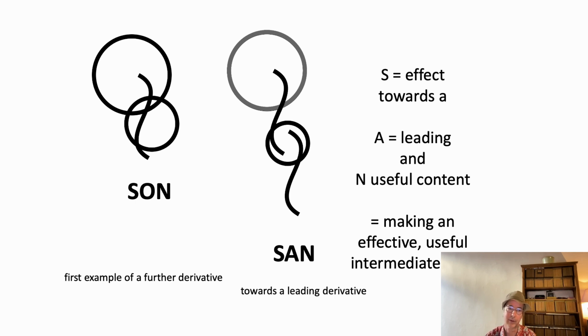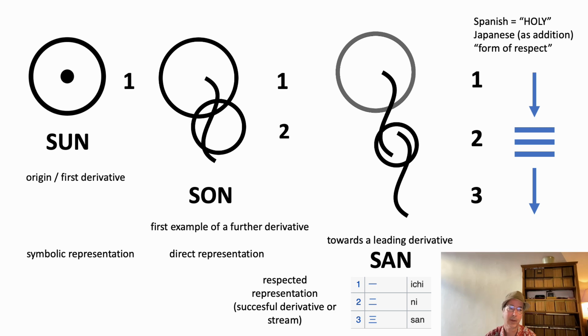That's more the word san, one of the meanings of the word san, but I will explain it a little bit better in the next image. So san can be the first origin or the first derivative, the symbolic representation of a neutral point or a center point, which with the word sun becomes a further derivative, a direct representation of it, while with the word san it goes even further, it becomes a leading derivative.